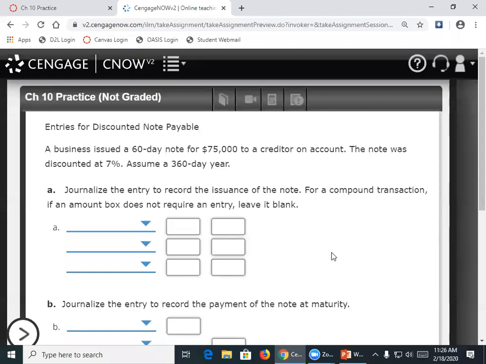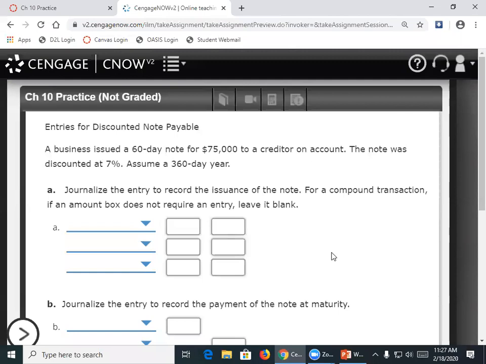So we have a business issued a 60-day note for $75,000 to a creditor on account. The note was discounted at 7%. Assume a 360-day year. So again, we're calling it a discount instead of an interest rate, but you're calculating that discount, that interest expense, the same exact way, okay? It's just our journal entries are different.